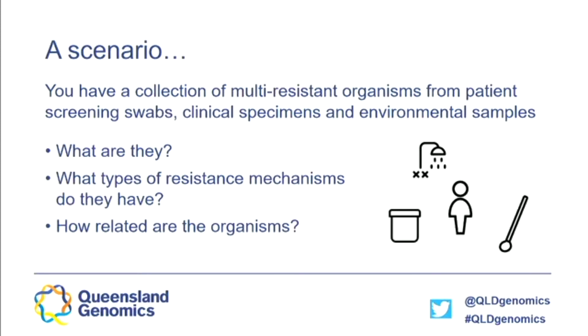So I've got a scenario here. We've got a collection of multi-resistant organisms, and these have been taken from hospital inpatient screening swabs, from some clinical specimens, and there's also some environmental samples. So some of the things we might want to know about these samples are, what are they? What's the species? What's the strain? We might want to know what types of resistance mechanisms they have and how related are these organisms. So could this collection be part of an emerging outbreak?